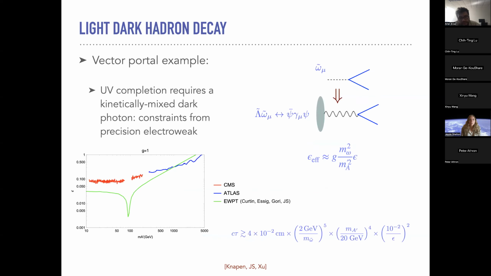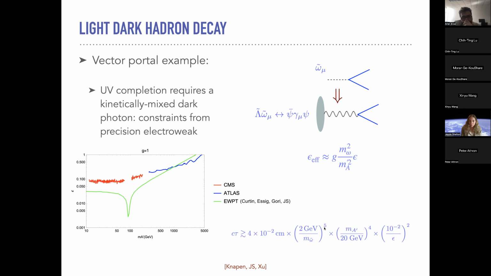So another example, if you have this vector meson talking to final states through a vector portal, this UV completion requires a fundamental, kinetically mixed dark photon that talks to both the dark quarks and then mixes with the standard model photon to give you leptons or hadrons over here. So the effective kinetic mixing that enters between the omega meson and the standard model photon is then down compared to the fundamental portal coupling by this ratio of scales. This constraint on the portal coupling translates into this lower bound.